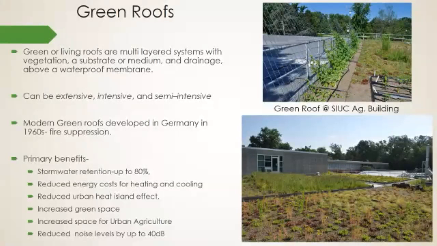Okay, so let's do a quick refresher on green roof information and the benefits here. This is just a recap from last week. So green roofs are also known as living roofs, and by definition, they need to have some kind of multi-layered system with vegetation, some kind of medium for that vegetation to grow in, some kind of drainage system, and a waterproof membrane. So those are the things that really need to be there for it to be a green roof.